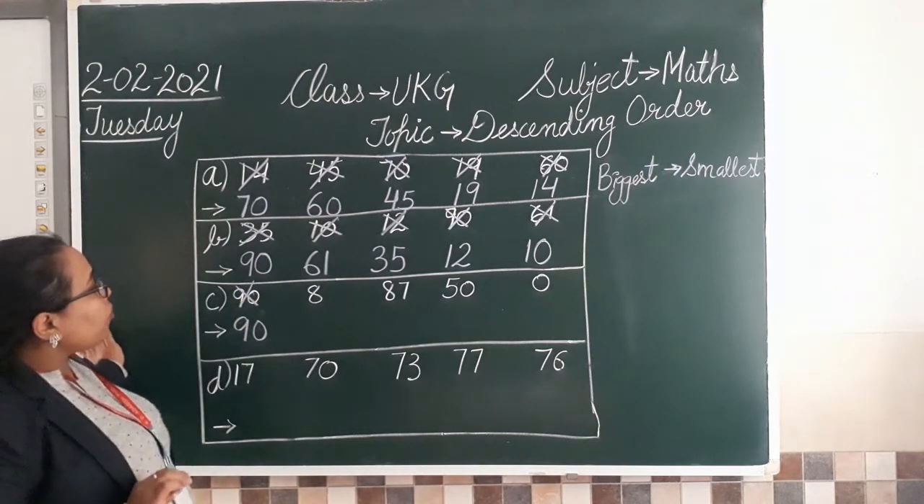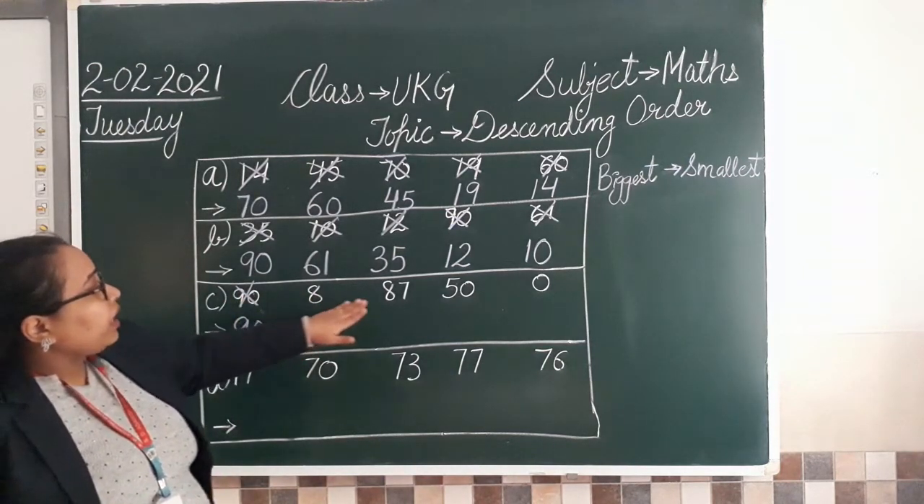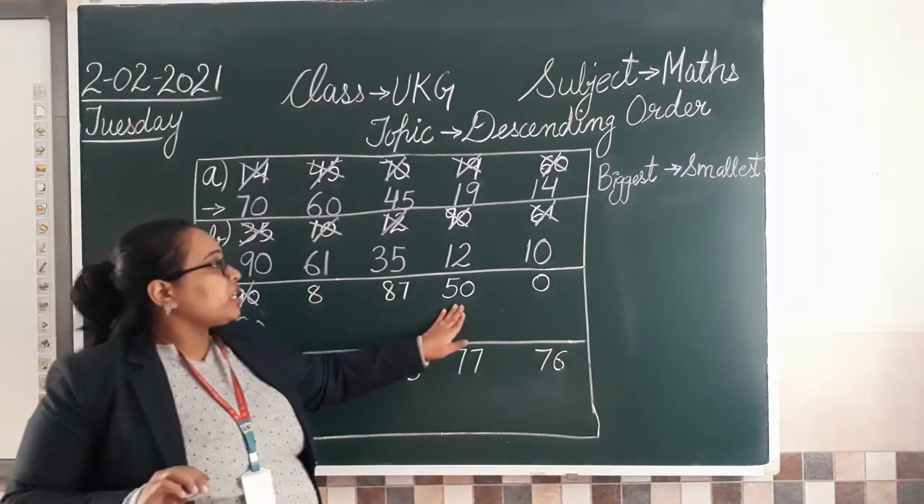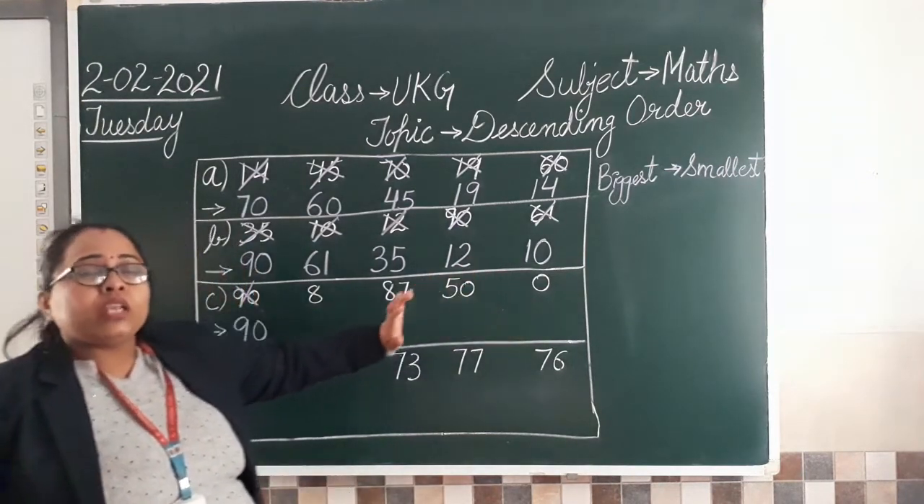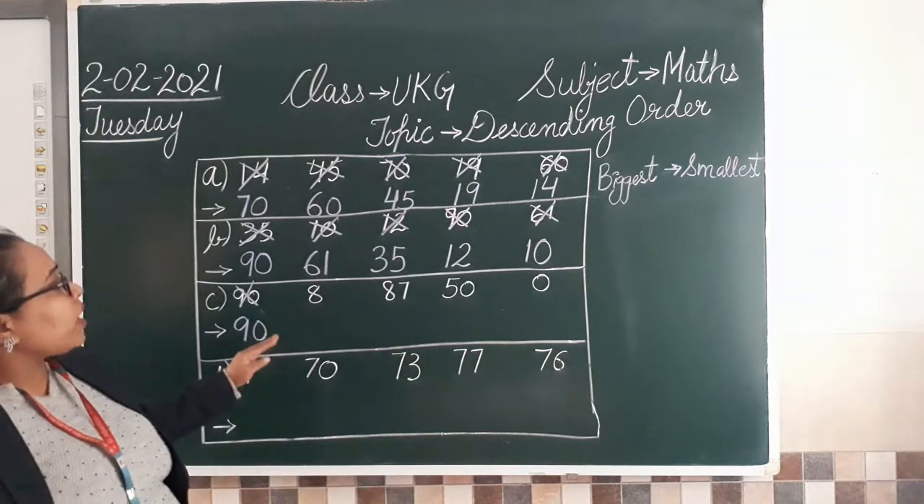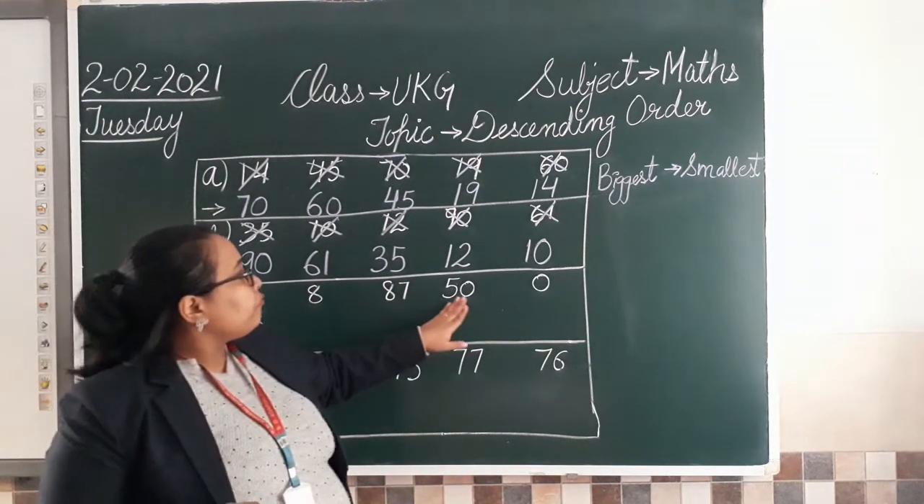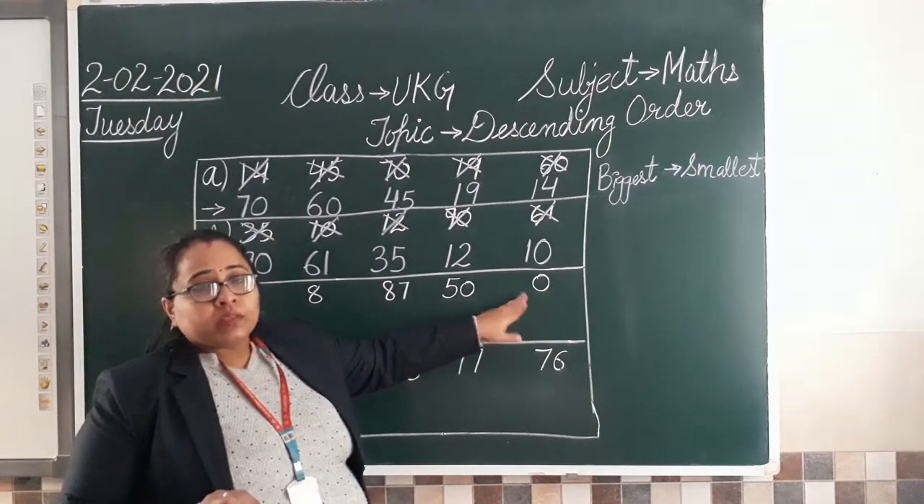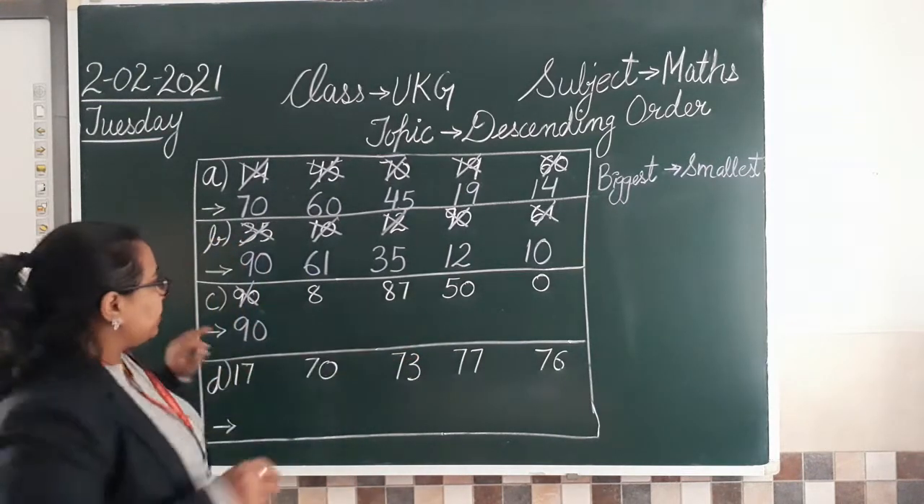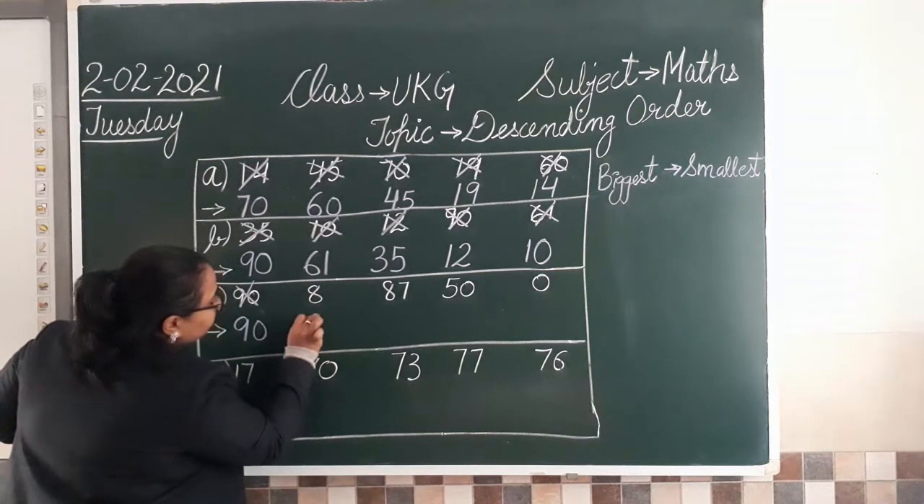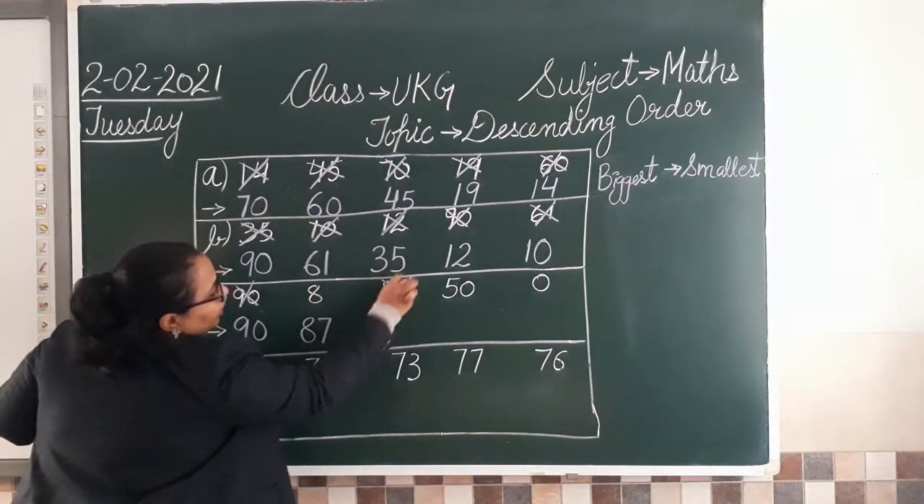Clear? Now we have 8, 87, 50 and 0. So can you tell me now which one is biggest? 8, 87, 50, 0. 87 is biggest. So we are going to copy 87 and cross it.